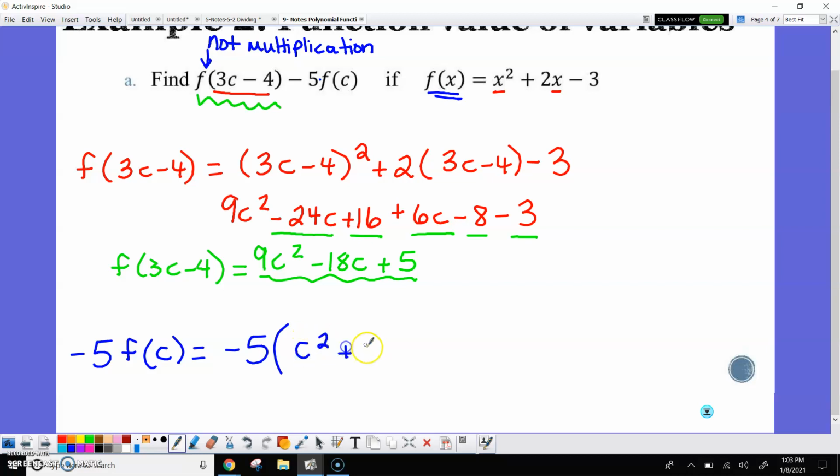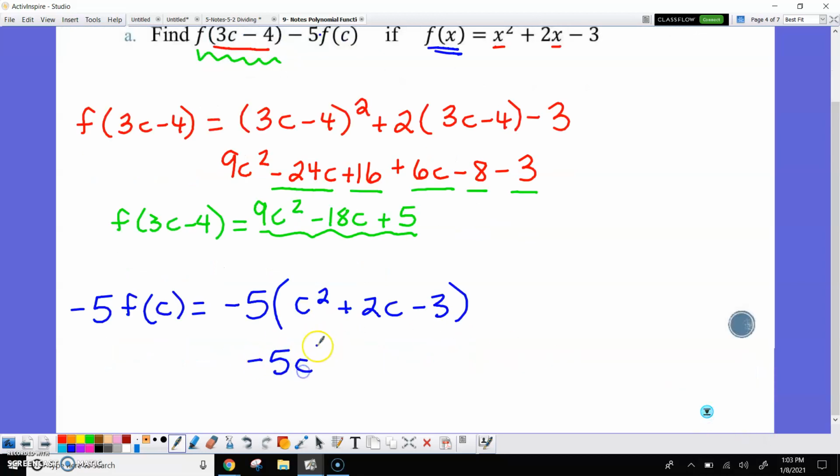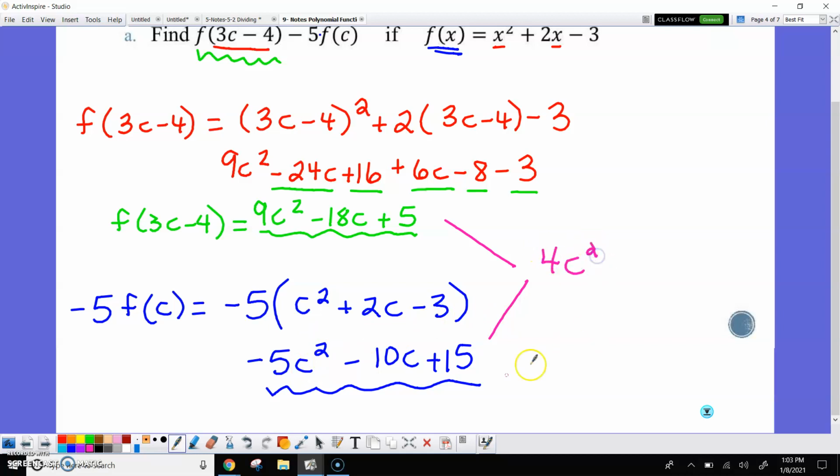So c squared plus 2 times c minus 3, and then we're going to multiply by 5. Negative 5c squared minus 10c plus 15. So this is what negative 5 f of c is equal to. And then we just combine these two. So this and this, 9c squared and negative 5c squared will be positive 4c squared. Negative 18, negative 10, negative 28c. Okay, and then 5 and 15 would be positive 20.